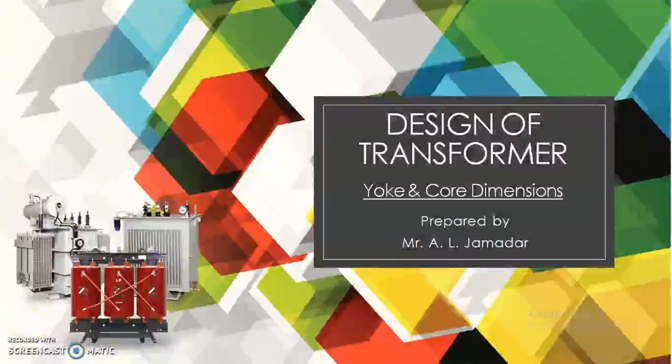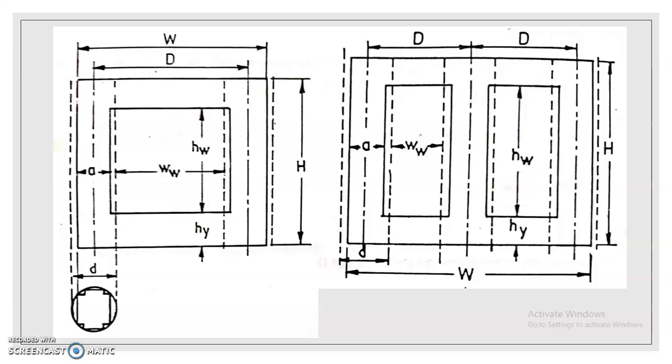Hello guys, under design of transformer, today we are going to concentrate on yoke and core dimensions. Let's see the dimensions. Just see the figure. On the left hand side it shows a single phase core type transformer, and on the right hand side is a three phase core type transformer. All the dimensions are shown with the nomenclature mentioned here. Let me clarify that nomenclature.